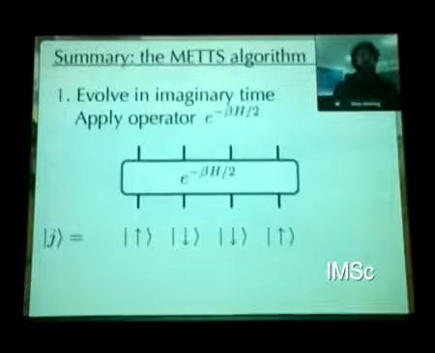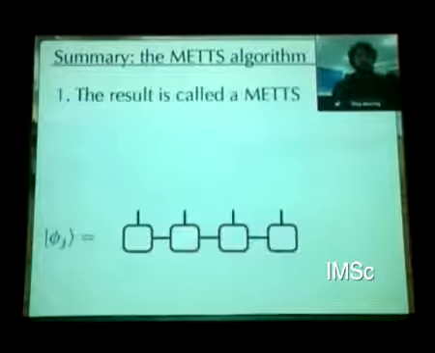And all that means is that you apply the operator e to the minus beta H over 2. The 2 is basically because this is a wave function, so that's like a square root of the density matrix. So you apply this operator, and I'll say more about how to do that. And then the next step is that once you've applied the operator, you now have some kind of entangled many-body state. And this state comes from a product state and is called a METTS.